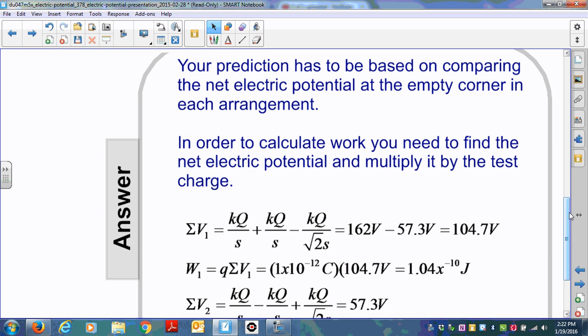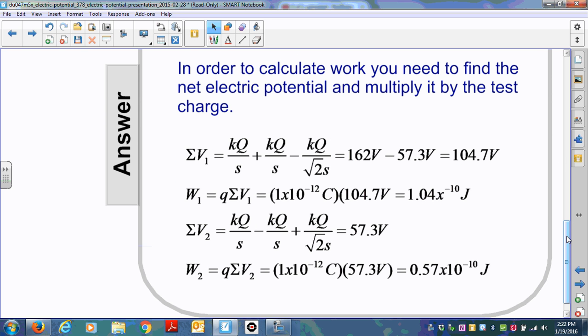So here, the sum of V1 is equal to kQ over s plus kQ over s minus kQ over the square root of 2 s. That gives me 162 volts minus 57.3 volts, which is 104.7 volts. The work done is Q times that potential, and that gives us 1.04 times 10 to the minus 10 joules.